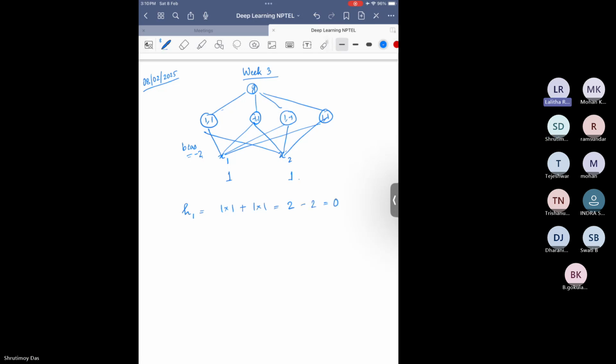No, the one weight is minus 1 and one weight is plus 1. Oh, I see, I missed that. So when we take 1, 1, only minus 2 remains. Yes.